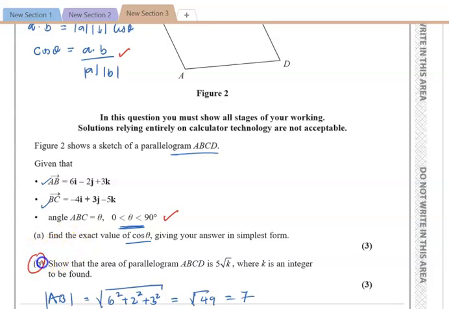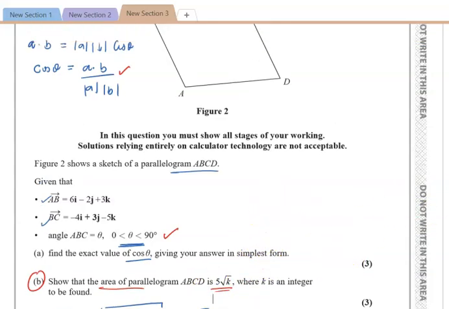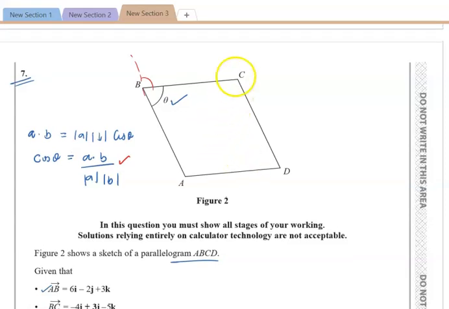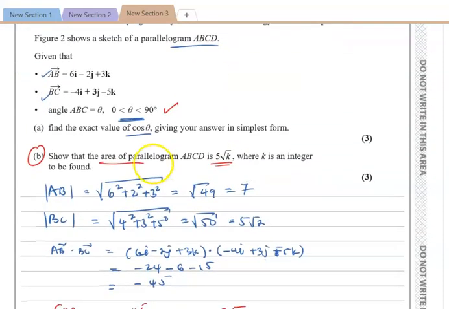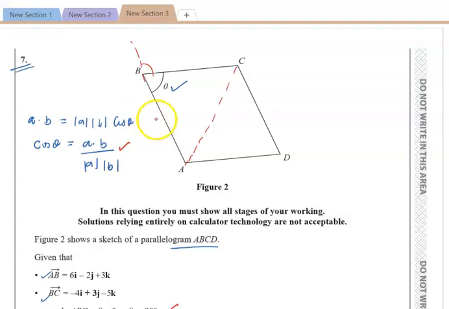Part B, they're asking us to show that the area of the parallelogram is given by that. If you're going to find the area of a parallelogram, we'll look at the diagram as two congruent triangles. So the triangles are equal, and we'll find the area of one triangle and multiply by 2. We have already found that the modulus, or the size, of AB is 7. So this side is 7, and this side is 5 root 2.